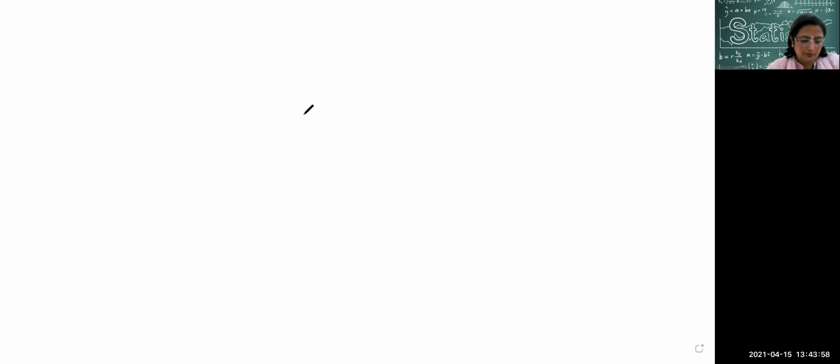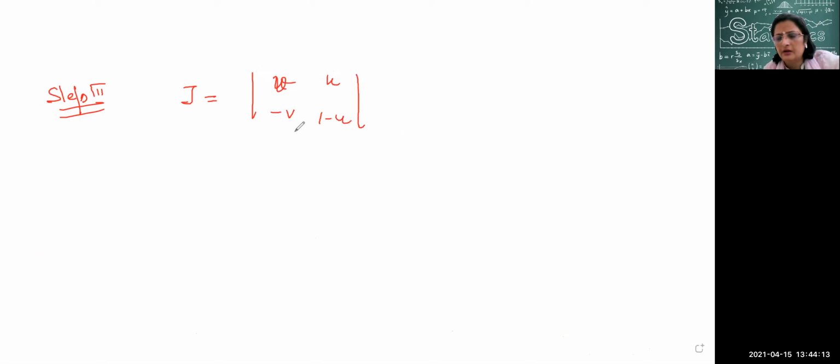Now let us find the Jacobian of transformation. This is step number 3. So for the Jacobian of transformation, you will calculate the determinant with rows v, u and then minus v, 1 minus u. So when you put the values in this, you will get this. After solving this, it comes out to be v.